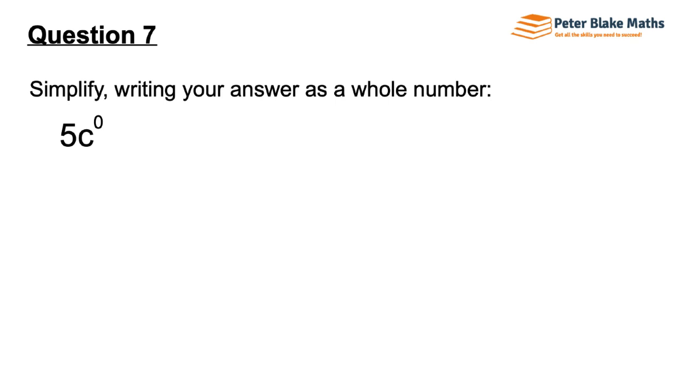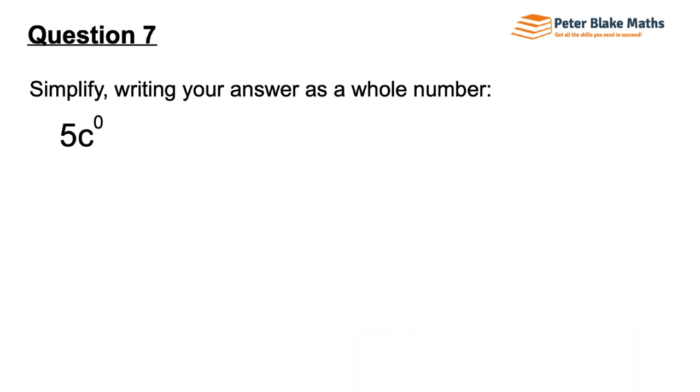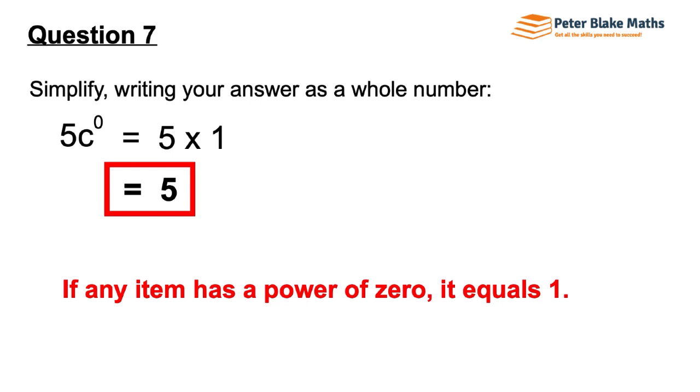Question 7. Simplify, writing your answer as a whole number, 5c to the 0. There's a rule that says any item that has a power of 0 equals 1. So carefully there, c has a power of 0, but the 5 doesn't. The 5 and the c aren't in brackets, so the 0 doesn't affect the 5. So we have 5 lots of c to the 0, or 5 lots of something that's considered to be 1. So we just get an answer of 5 there.